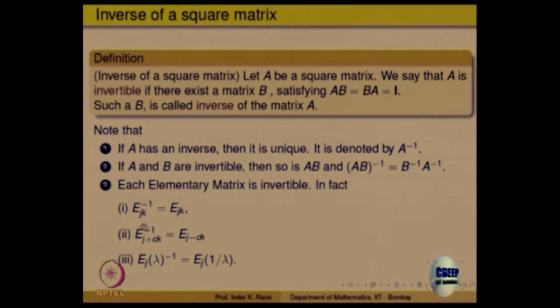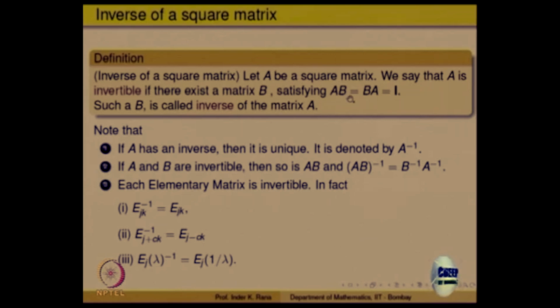For example, we have written here that if you take E_jk, what is the inverse of that? The inverse should be E_kj, there is a typo here, it should be E_kj, interchange again. For example, E_j(lambda) means you are multiplying the jth row by lambda. So divide the jth row by lambda, that is the inverse. So these are inverse operations. All elementary matrices are invertible matrices.